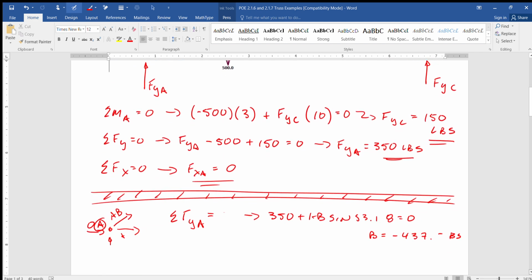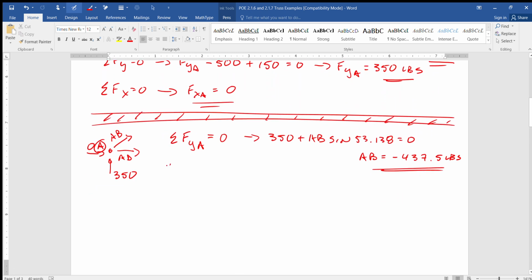So while we're at it, let's add all the x's up. Sum of the f of x's around A have to equal 0. We have a 0 force, kind of boring, plus the AD, because that's drawn to the right, so it's positive, plus AB, which we know now is 437.5. No, I didn't redraw it, so it's a negative. Now it's going the other way. Minus 437.5 cosine of 53.138. And that has to equal 0.